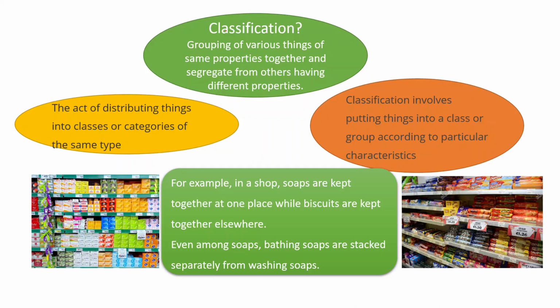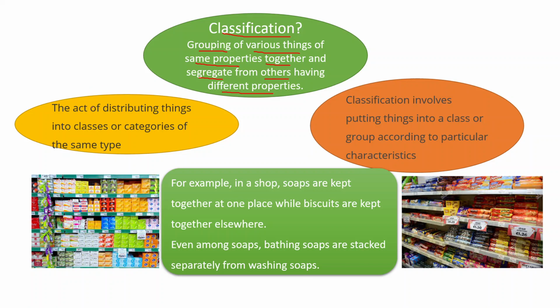First, what is the meaning of classification? Grouping of various things of same properties together and segregating them from others having different properties. This is called classification. Things having the same properties are placed at one place.